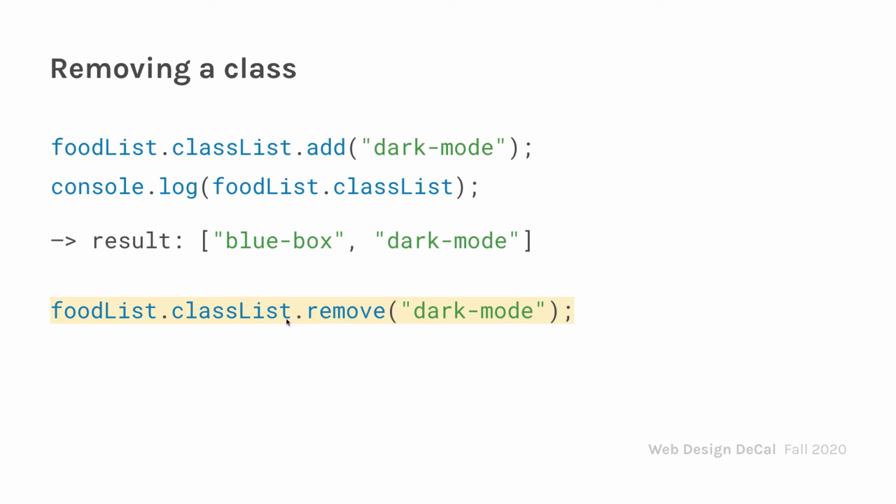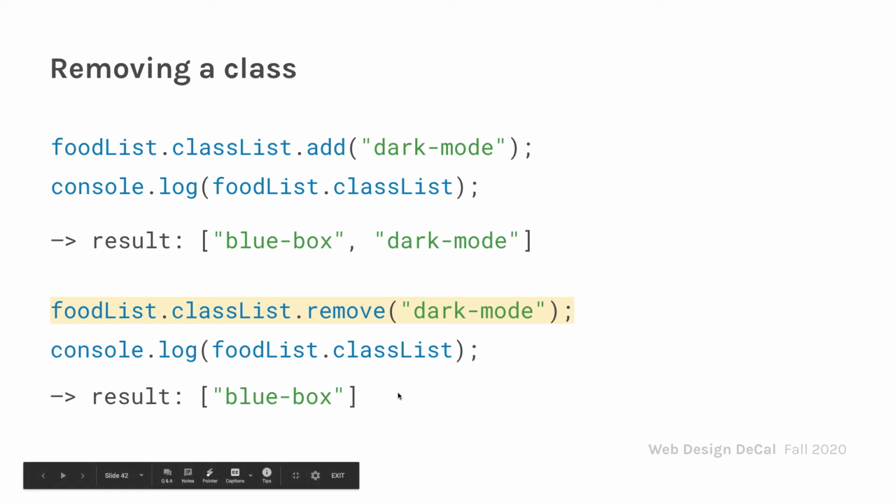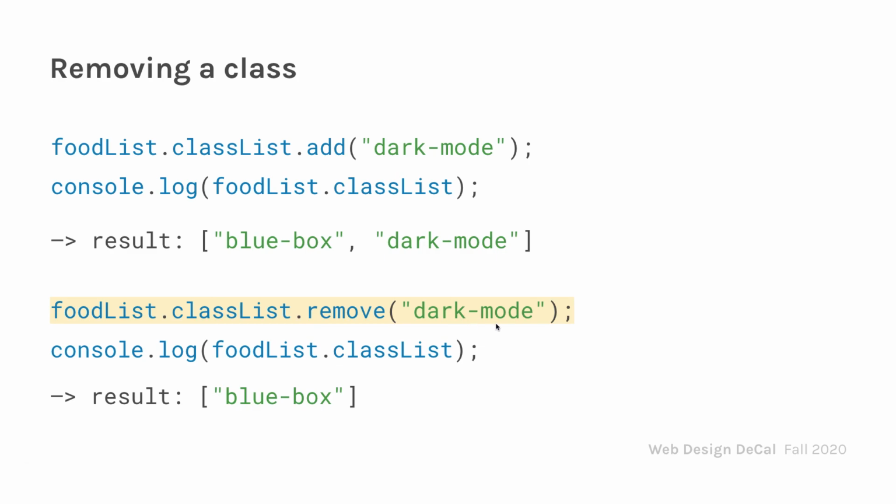So here we're doing foodList.classList.remove with the string dark-mode. Now when we print out classList, of course you guessed it, we're back to the original classList of just blue-box. We can also remove blue-box if we want, and it'll be an empty list. Let's say you're removing a non-existent name. That function is just not going to do anything. If the class name doesn't exist already, it will ignore that line basically.